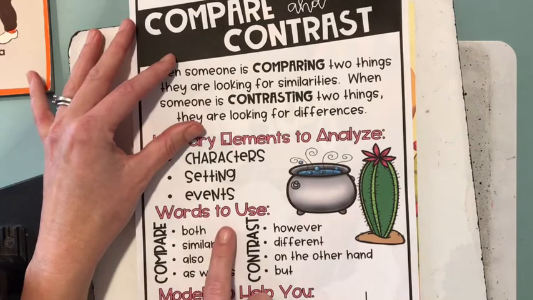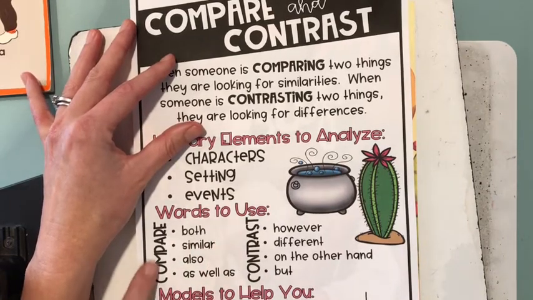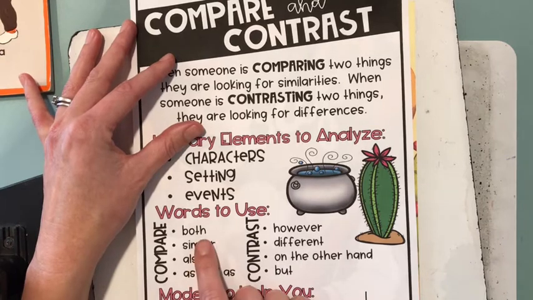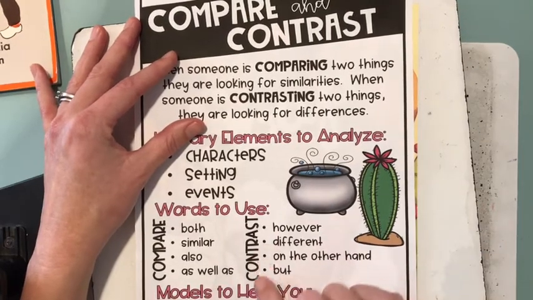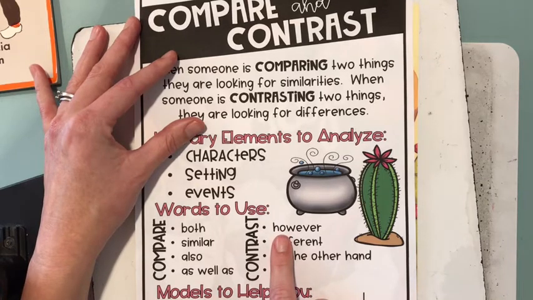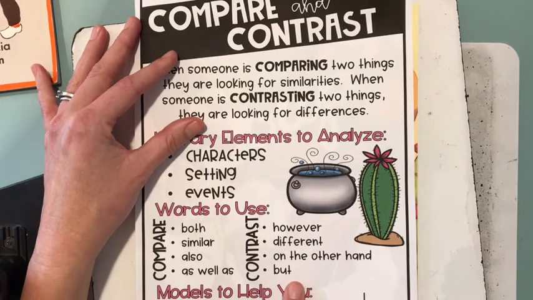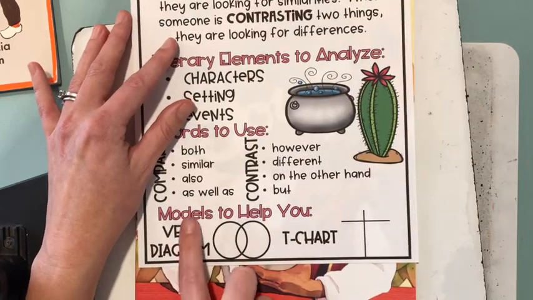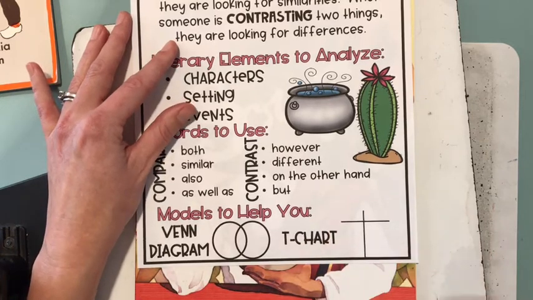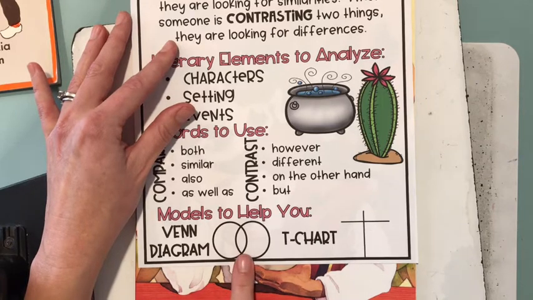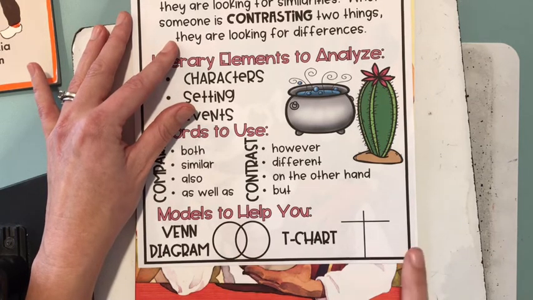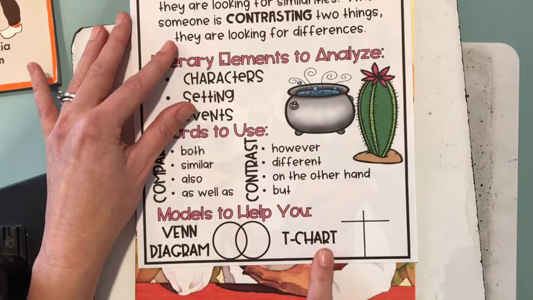You might see some words that will show, if they are to compare two things, you'll see words like both, similar, also, as well as. And if they are contrasting, so finding differences, you might see words in the sentences like however, different, on the other hand, and but. And there's two models to help us compare and contrast things. So one is a Venn diagram, which is what we're going to do at the end of our activity today, and a T-chart, which is what I just did on my whiteboard.